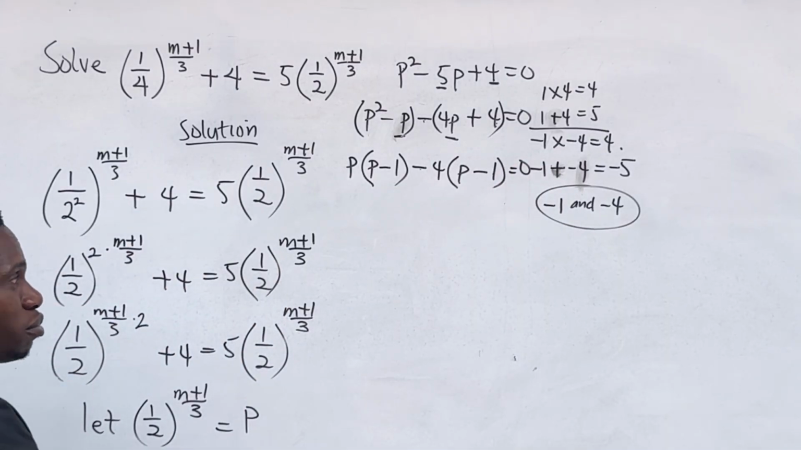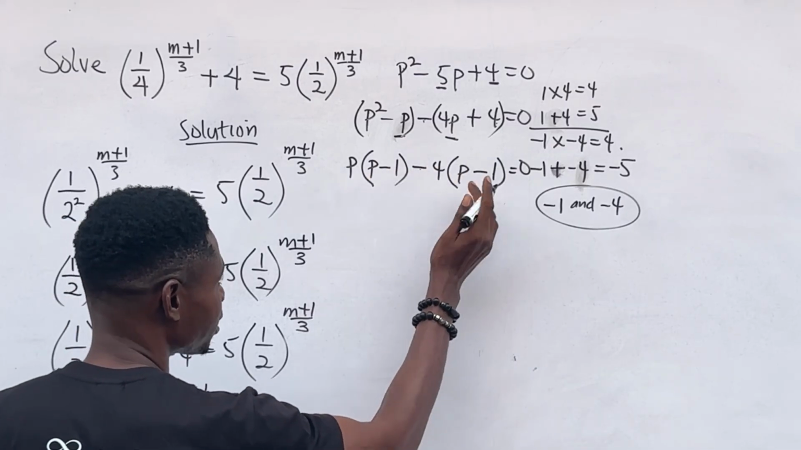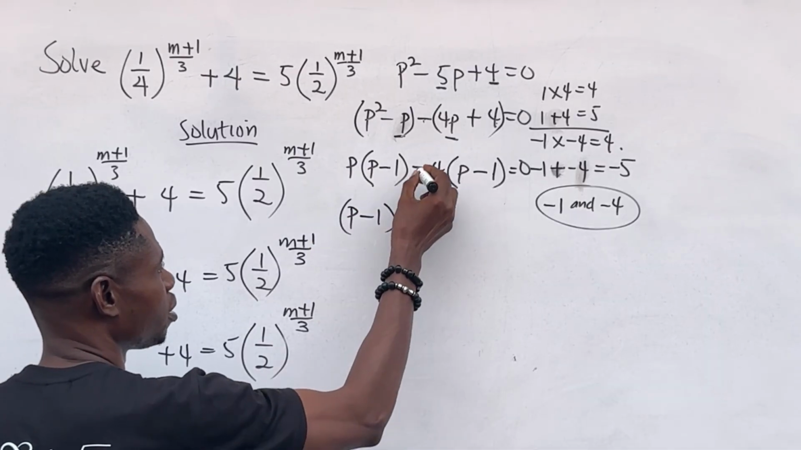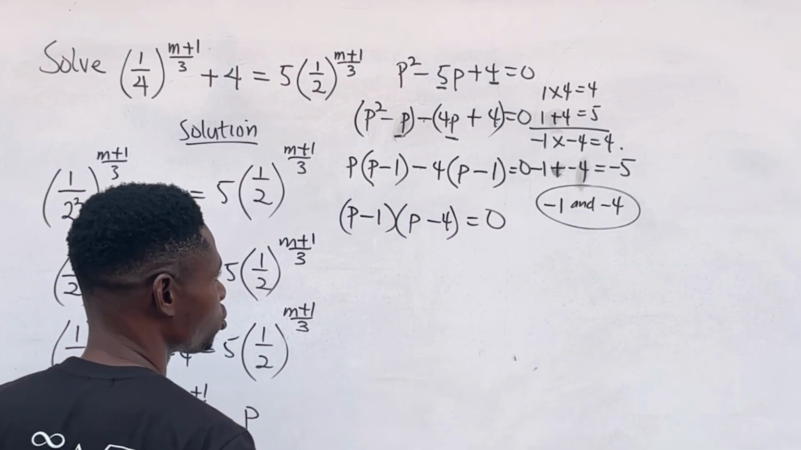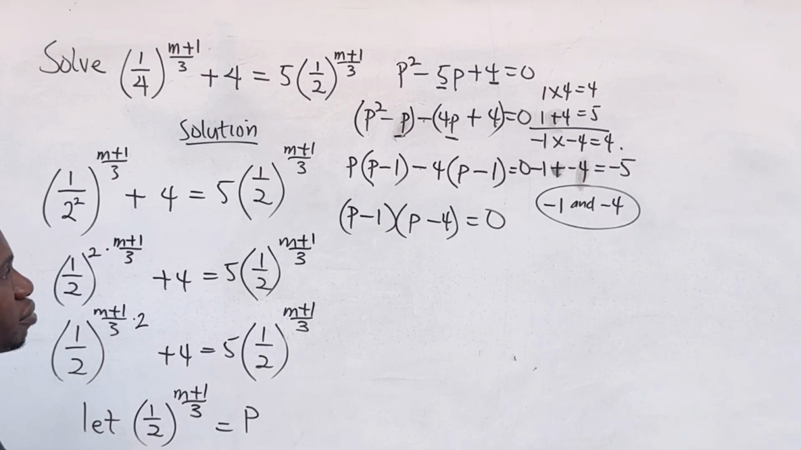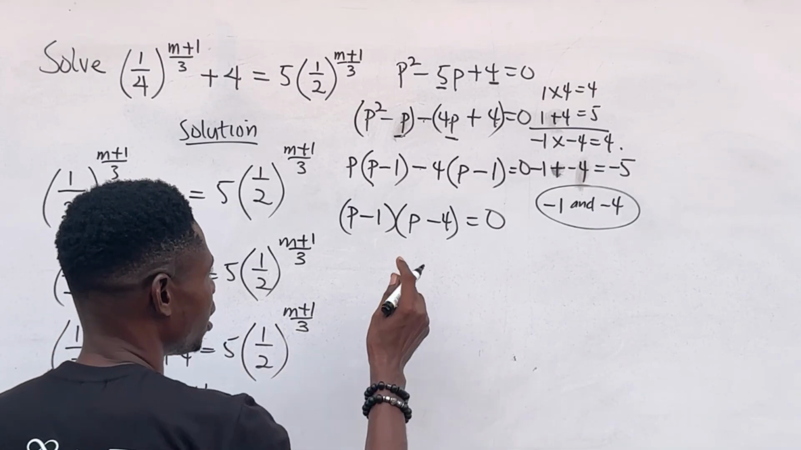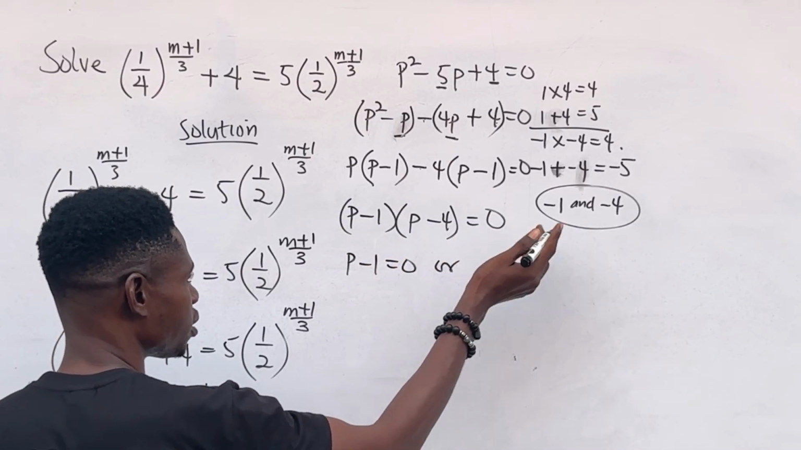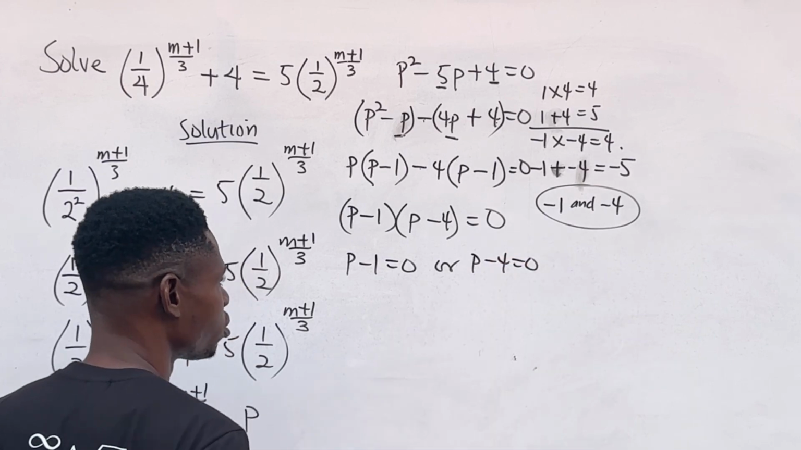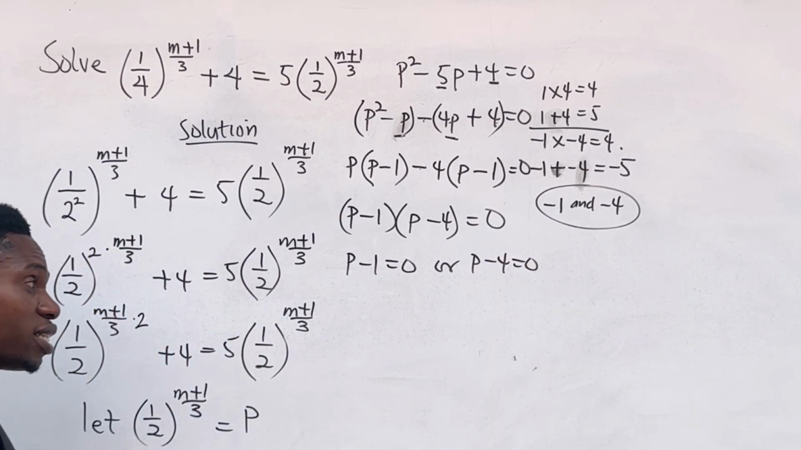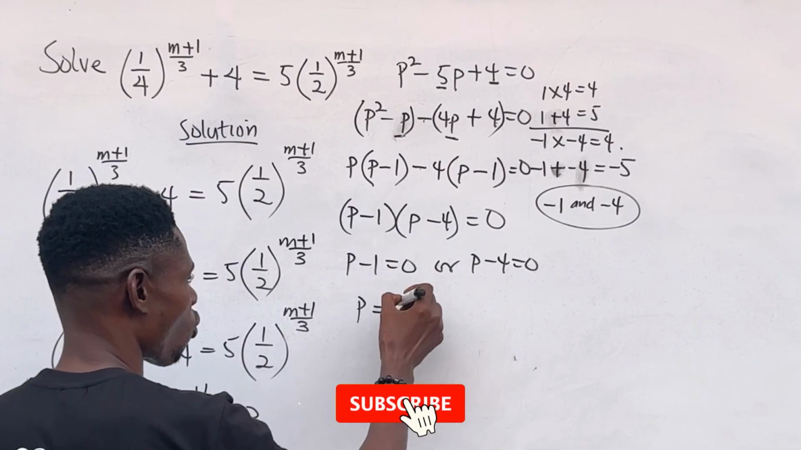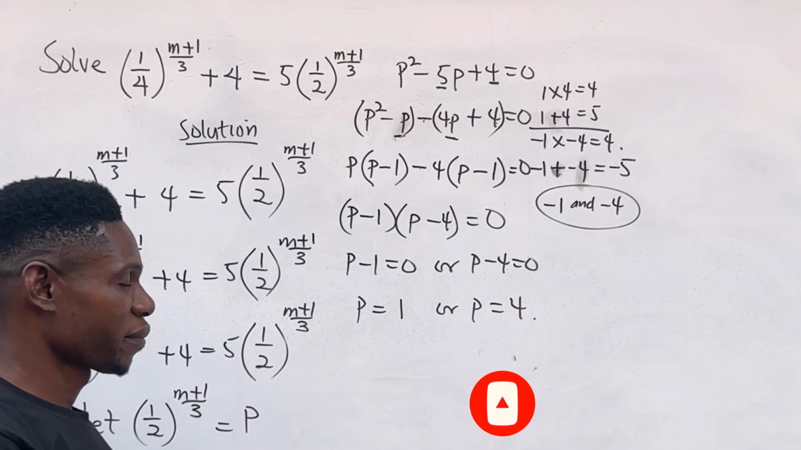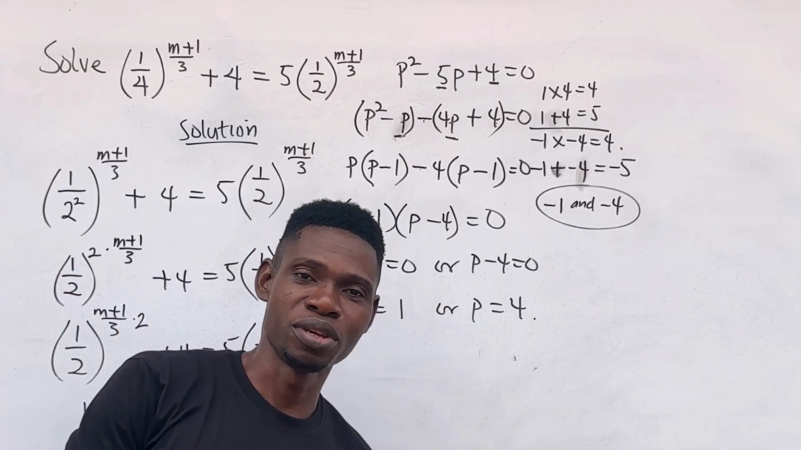I will factorize again because p minus 1 is common to both sides. Factorize, so p minus 1, and then what we have left is p minus 4 equal to 0. Now remember, when the product is equal to 0, it's either the first, that's p minus 1 equals 0, or the second, p minus 4 equal to 0. It means that p is equal to 1 or p equal to 4. Okay, so p is equal to 1 or p is equal to 4.